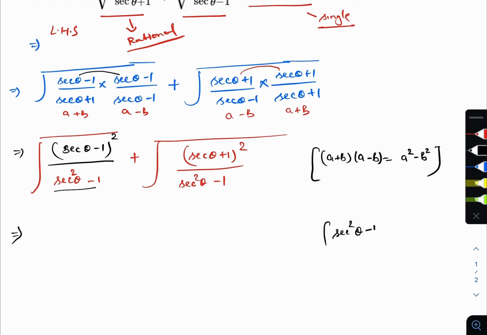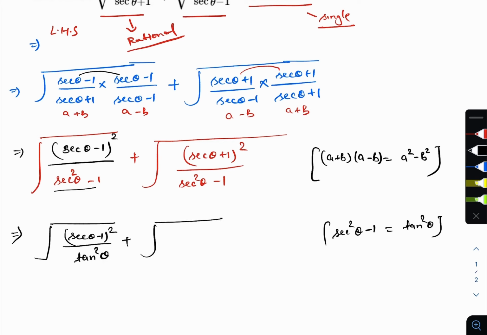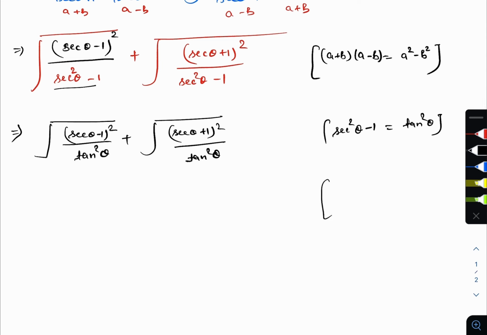Secant square theta minus 1 is equal to tan square theta. Just replace in both the terms here. So it will be (secant theta minus 1) whole square upon tan square theta plus (secant theta plus 1) whole square upon tan square theta. Now what we are going to use here is that p square upon q square, we can write as p by q whole square.